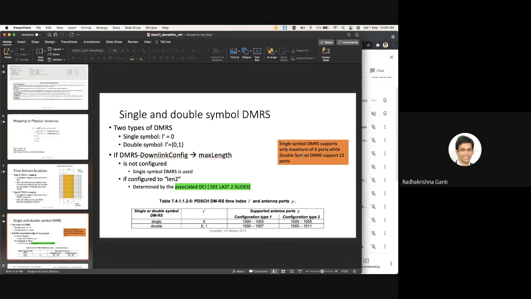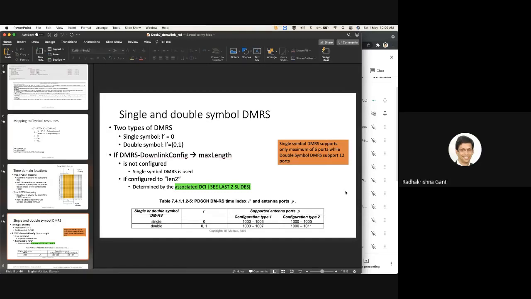As I said before, single symbol DMRS supports a maximum of 6 ports. Double symbol DMRS supports 12 ports. Sir, one minute, sir. DMRS at different symbols can be single symbol or double symbol? It can be both. Yes, it can be both. I'll show you examples of that.